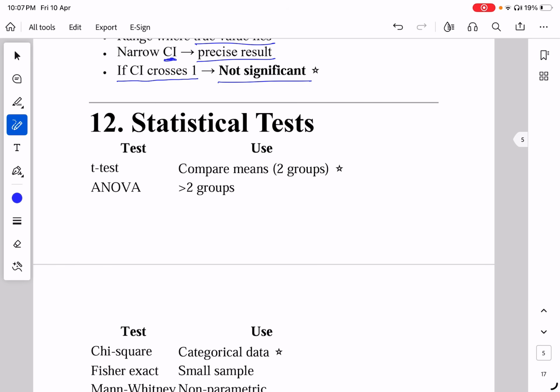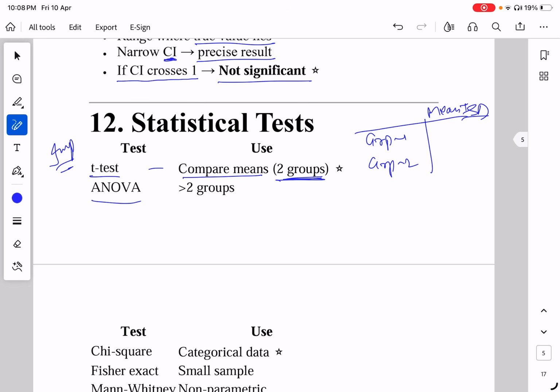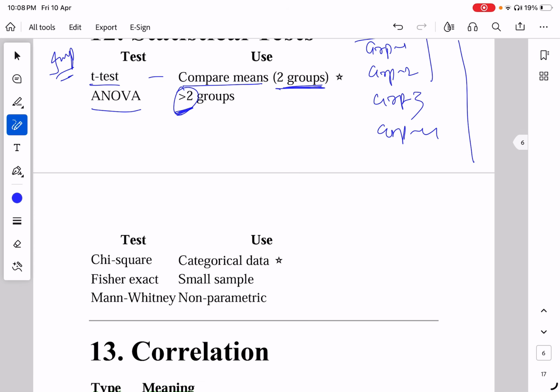The statistical test, again important. Which test is used when? So t-test is used when comparing means of two groups, like group 1, group 2, where mean plus minus standard deviation is given for these two groups. ANOVA, when there are more than two groups, like group 3, group 4, and we are using mean or standard deviation, then with more than two groups, ANOVA. Chi-square test for categorical data, Fisher exact test for small samples, and Mann-Whitney test for non-parametric values.